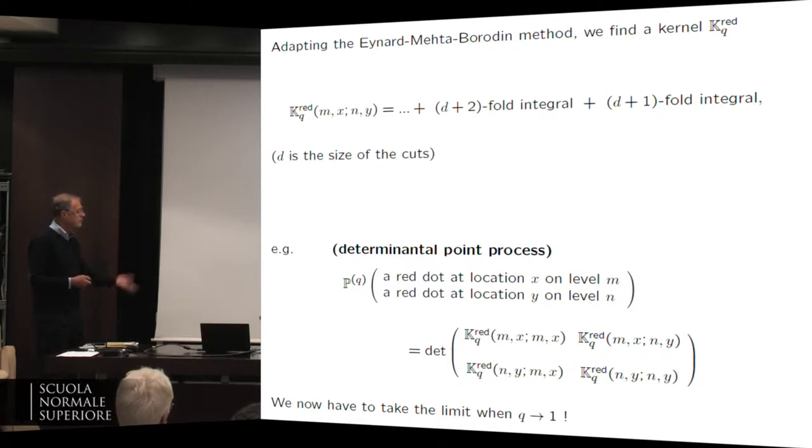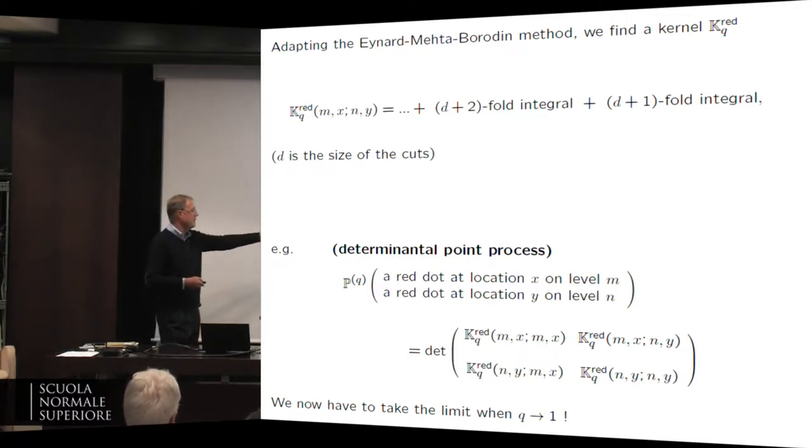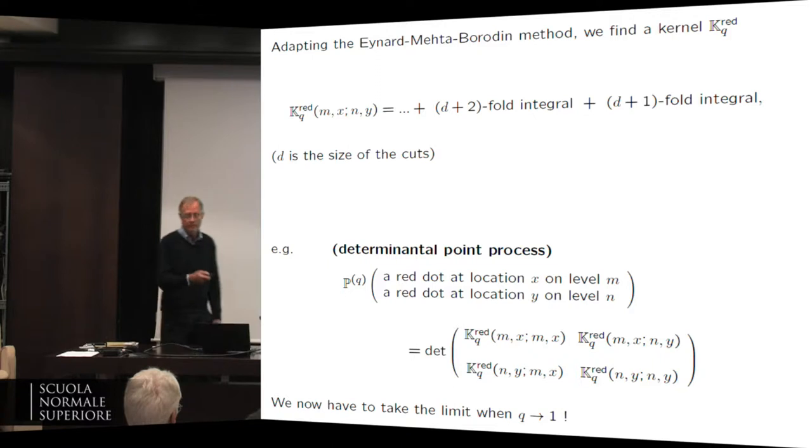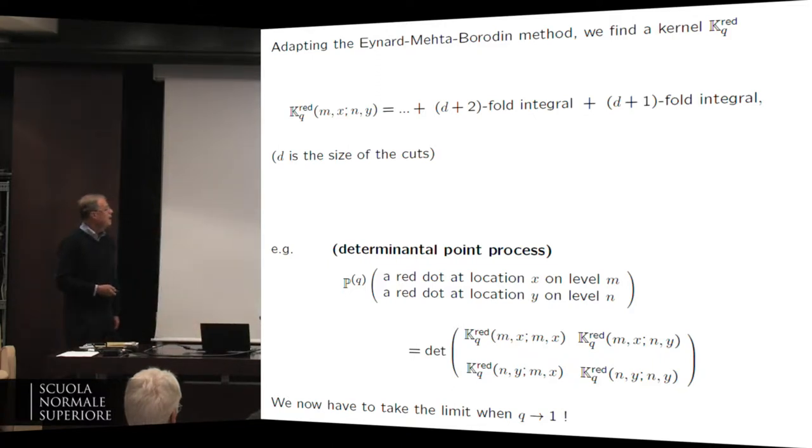And so that leads, of course, to a determinantal point process. That is to say, even before you take the limit, the red dot at location x on level m and the red dot at location y on level n can be expressed as a determinant of this kernel in that fashion. If you just have the probability of a red dot at location x on level m, it would just be K_q^m(x,x). With two, it is just that determinant, etc. I mean, there's a whole machinery there.